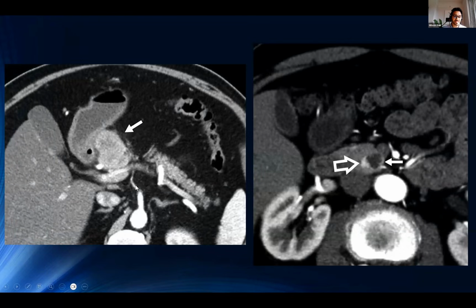Here we have some examples of pancreatic neuroendocrine tumors. So on the left, again, that characteristic hyperenhancement. Just another thing to mention is one of the other pitfalls that we often see on imaging. Neuroendocrine tumors can be cystic, and this is really important because cystic lesions of the pancreas are incredibly common.